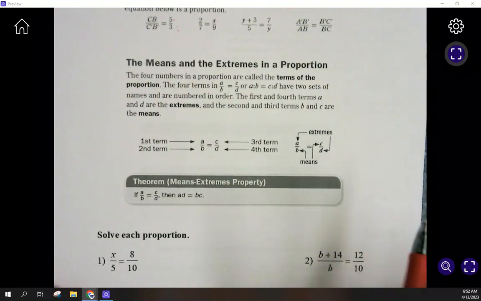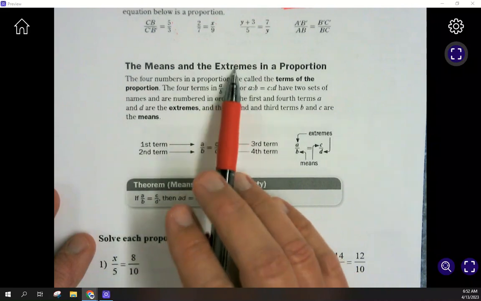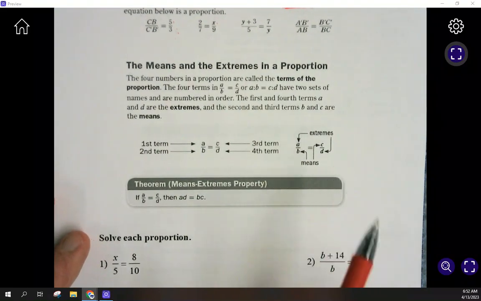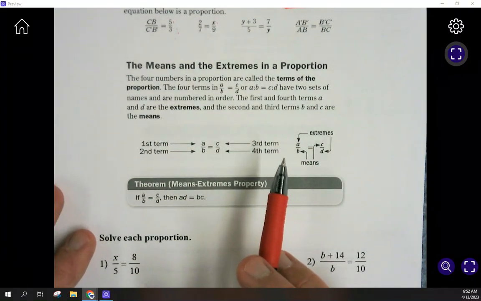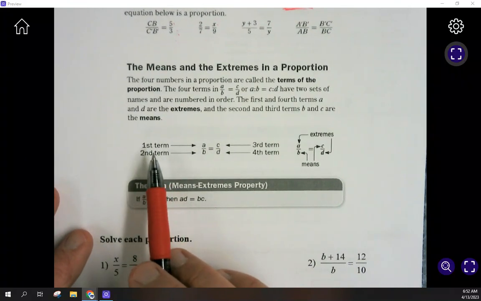As we slide down, we need to just make sure we understand the vocabulary here. What are the means? What are the extremes? And what's the property that allows us to solve for our missing piece here? So in terms of labeling this in your homework, sometimes in the textbook, they're going to talk about first term, second term.